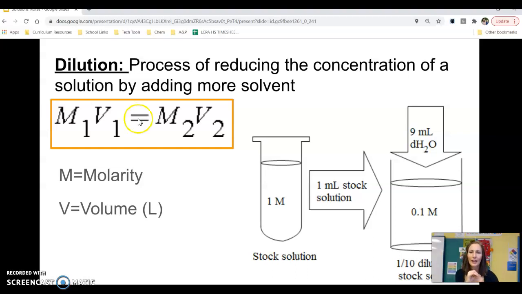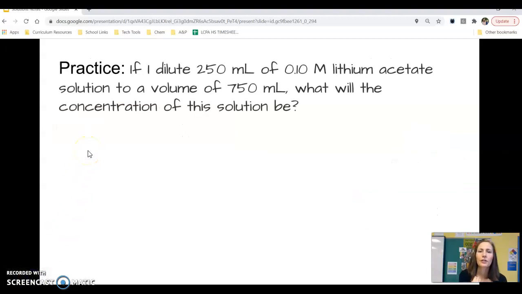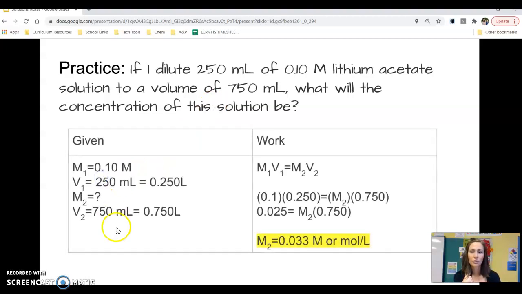So let's take a look at calculating an example of this. If I dilute 250 milliliters of 0.1 molar lithium acetate solution to a volume of 750 milliliters, what will the concentration be? So notice I'm adding 500 milliliters of water, and I'm looking for what the concentration of that solution is going to be. So my first molarity is 0.1. My first volume, remember I need to change into liters, and then I'm looking for my second molarity after I change the volume to 750 milliliters.